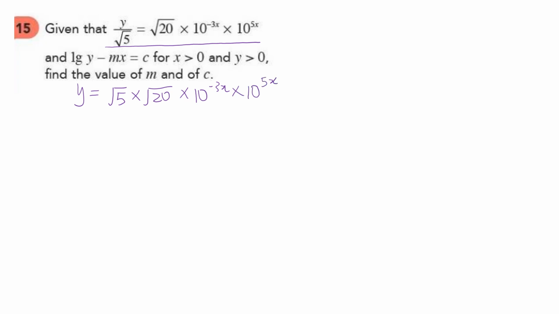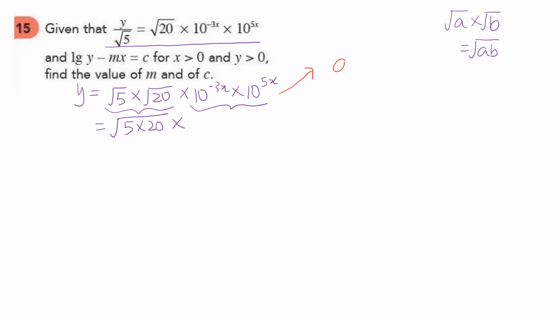Alright, here we can apply what we have learned earlier in the chapter of surds, where square root a times square root b gives you square root ab. Therefore, square root 5 times square root 20 will give you square root of 5 times 20. And here we can apply what we have learned in indices: if you have the same base and the operation is times in the middle, you can just add the powers.